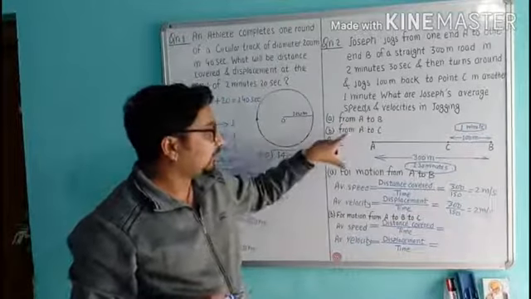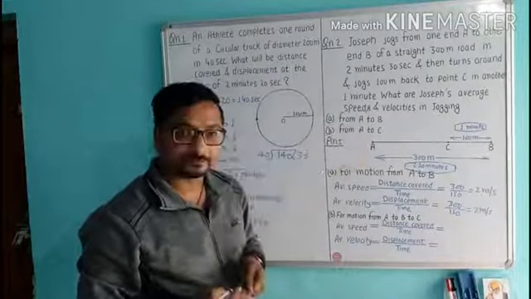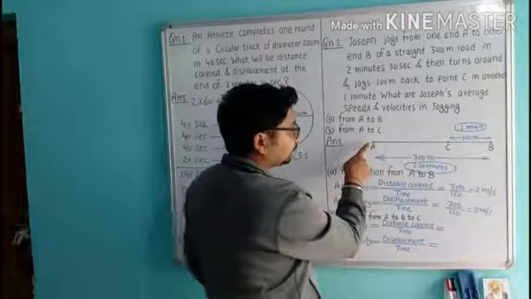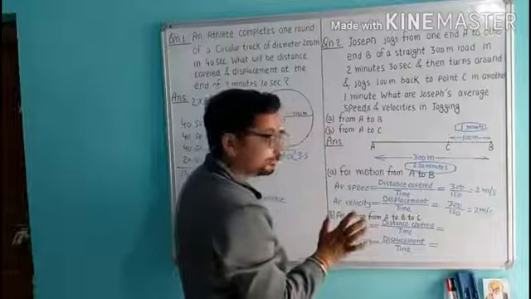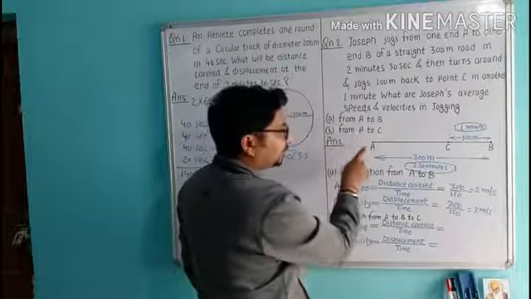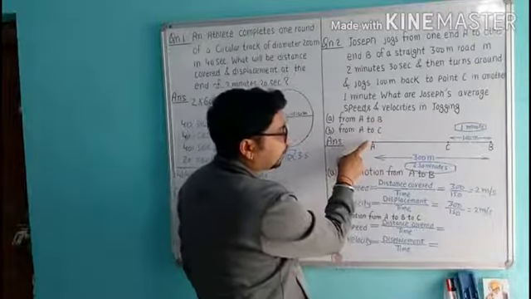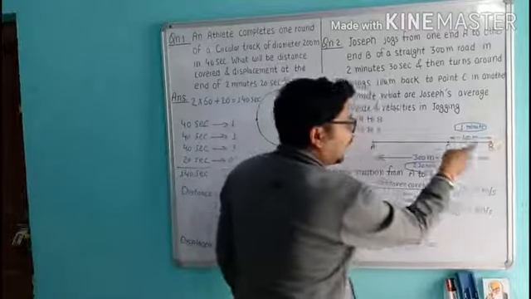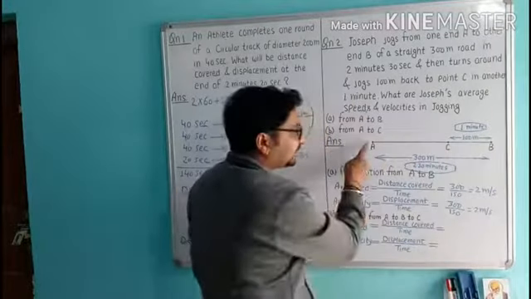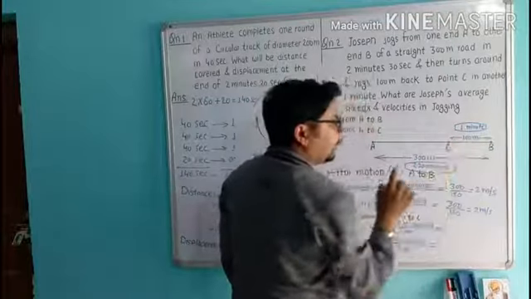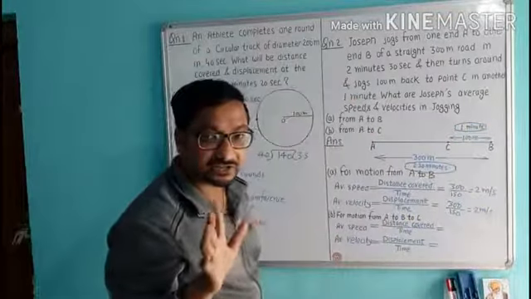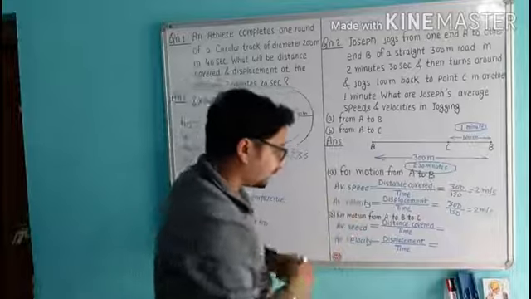Next part, from A to C. We know that average speed is equal to distance covered upon time. For motion from A to C, Joseph jogs from A to B and then B to C. A to B means 300 meter, B to C means 100 meter. That means 400 meter distance is covered by Joseph.